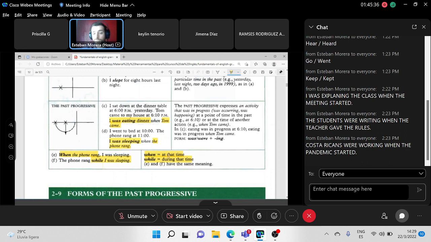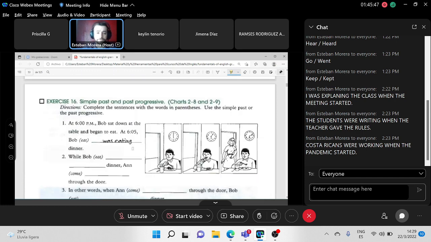So remember, when for the action in the past tense and while for the action in the past progressive tense, in case we want to use simple past tense and past progressive in the same idea.